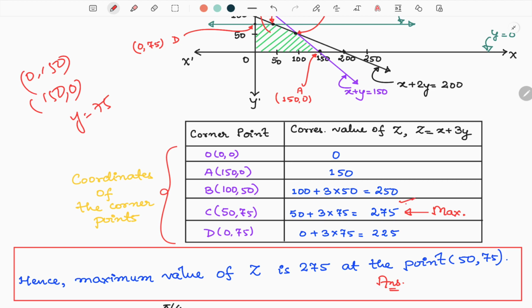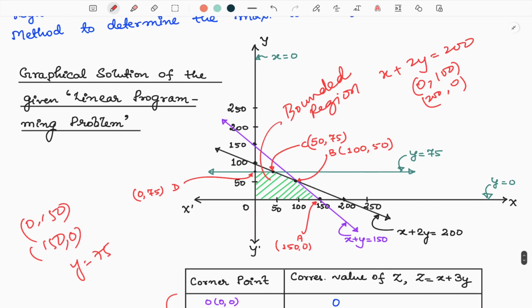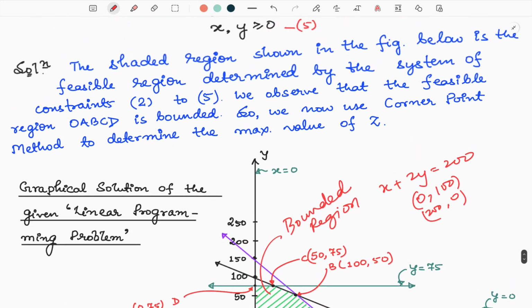You can easily say for the corner point C, which has the coordinates 50 75, we are getting a maximum value of 275. So 275 is the maximum value of z, and it is occurring at the corner point 50 75. So this is the answer for this given particular problem.